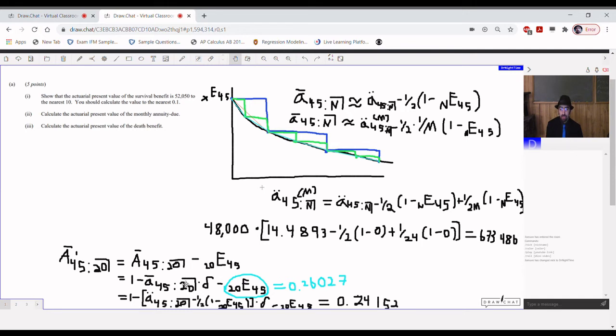And then we just use the Woolhouse approximation again. We can even just use this line on its own right here. And that'll get us that it's A double dot 45 colon angle 20 minus 1/2 of 1 minus E 45 20, all times delta, minus the endowment, E 45 20. We crunch those numbers in, and we should get 0.24152.